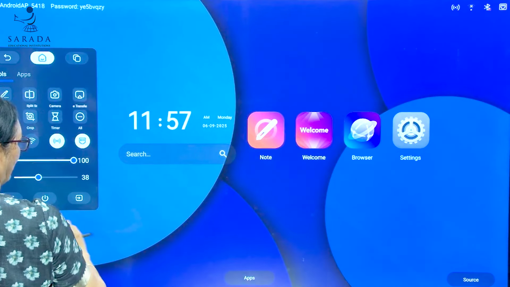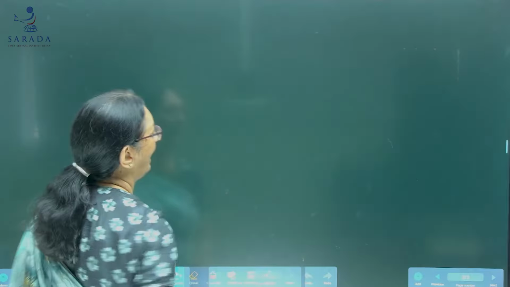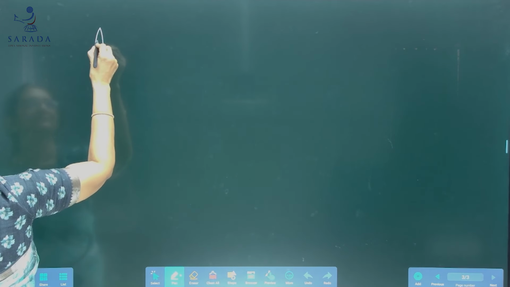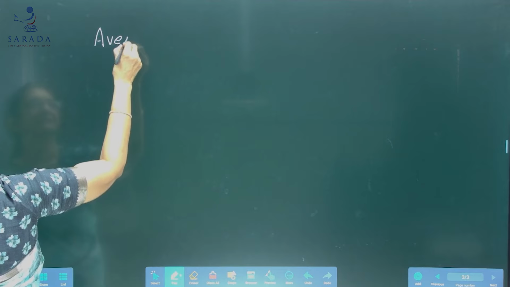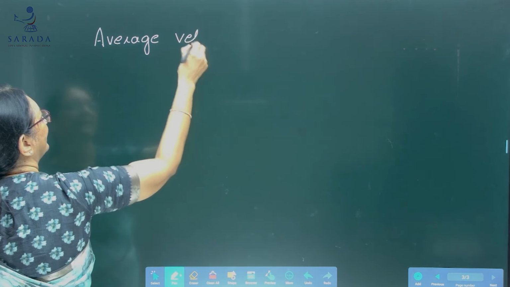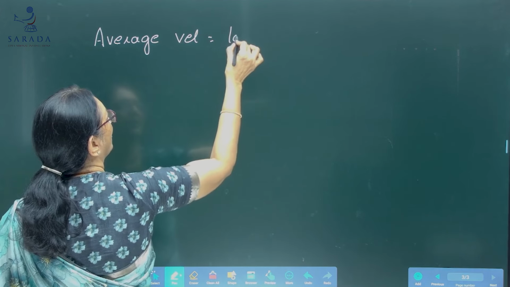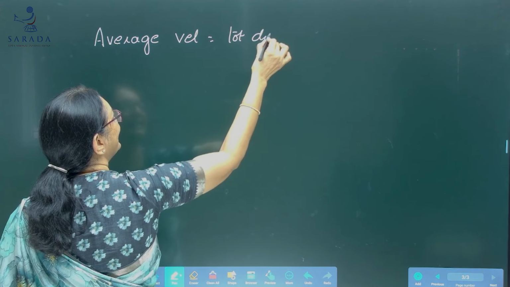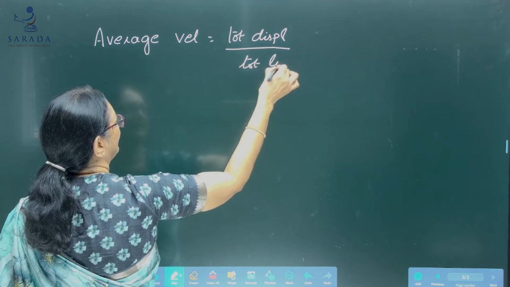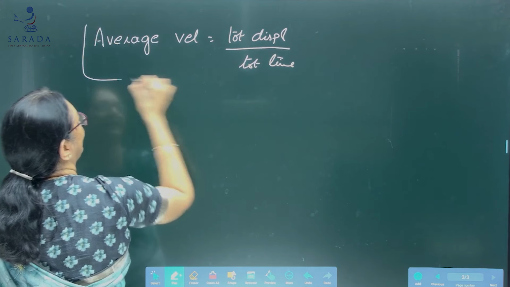So, let us go to average velocity. Look here. Average velocity is equal to total displacement by total time. That's all the formula is.